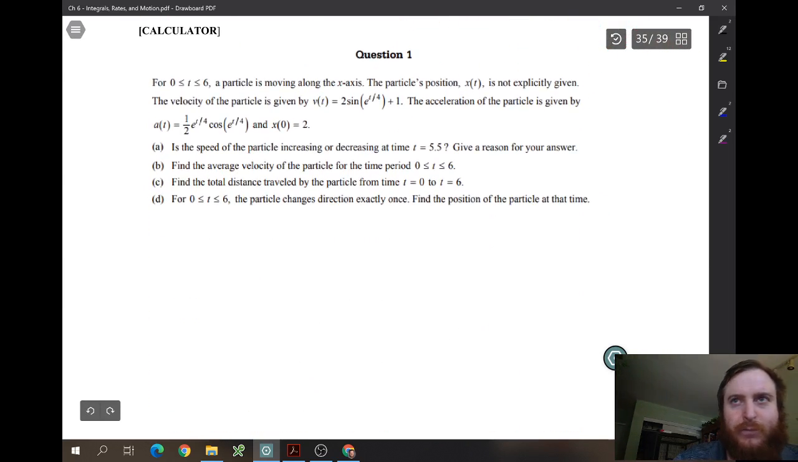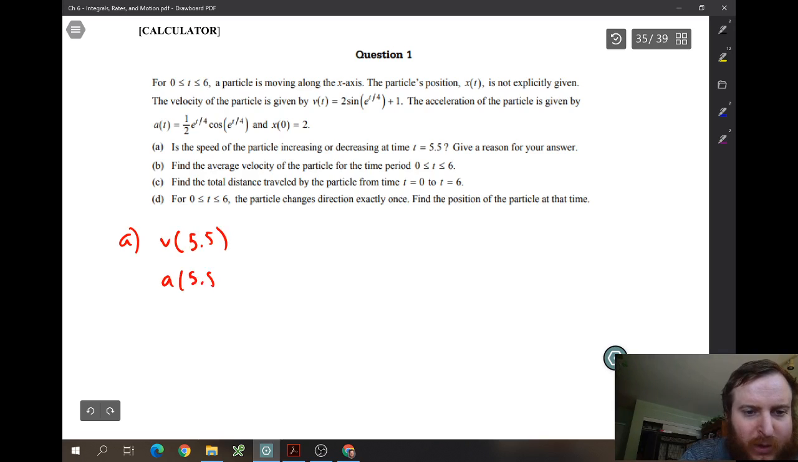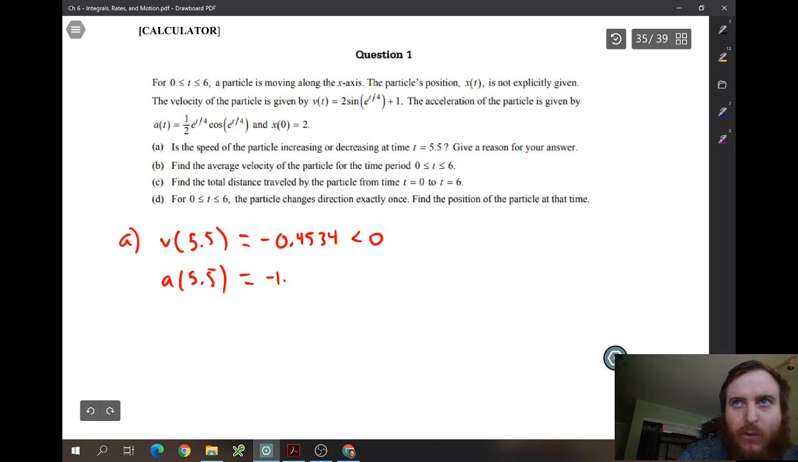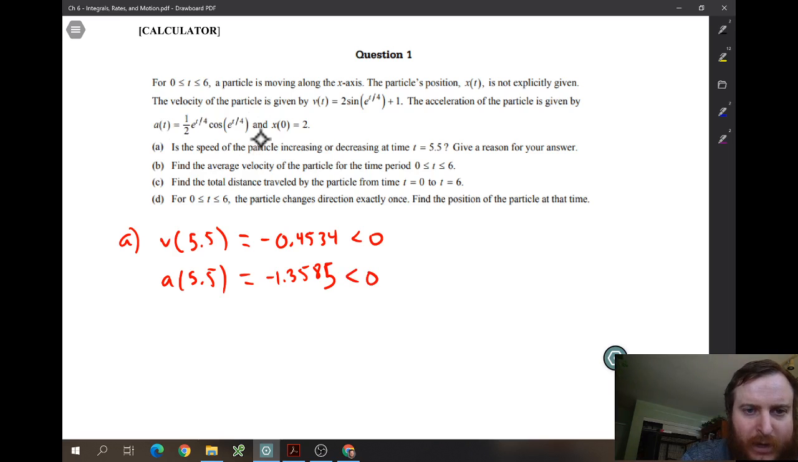Okay, next one, another particle question. Is the speed increasing or decreasing? This is a question 1, so we get to use a calculator. So on A, we're going to do v of 5.5, and we're going to do a of 5.5. I believe we also already did this part yesterday, so really quickly, v of 5.5 is -0.43534, which is less than 0, and a of 5.5 is -1.3585. You're just typing those into your calculator.